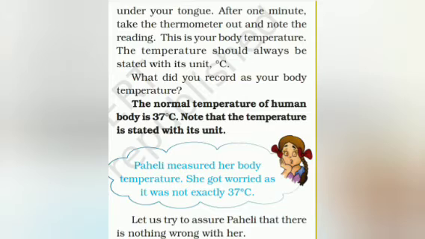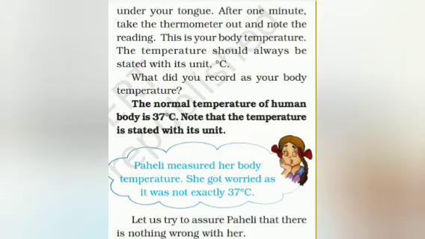The temperature should always be stated with the unit, degrees Celsius. So what is the temperature unit? It is degrees Celsius. What did you record? Your normal body temperature is around 37 degrees Celsius. Note that the temperature is stated with its unit. The degree Celsius unit is important because temperature can also be stated in other units, that is Fahrenheit.